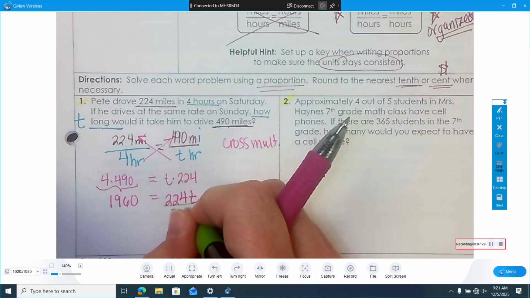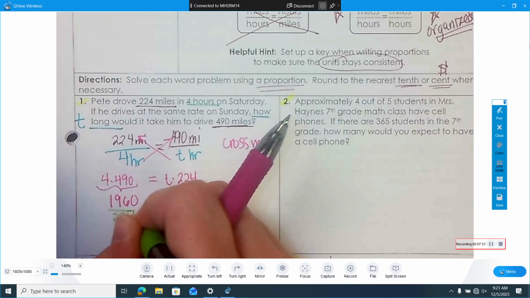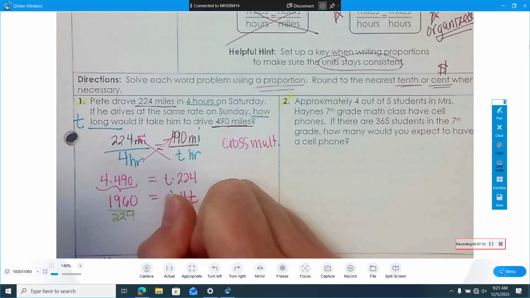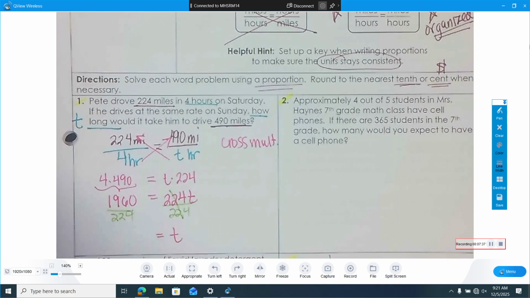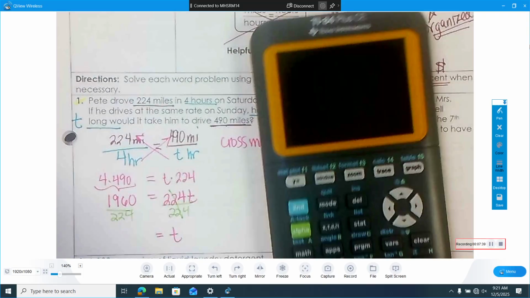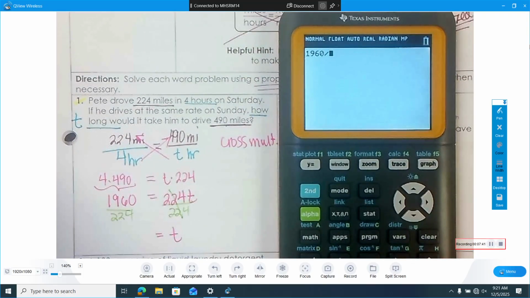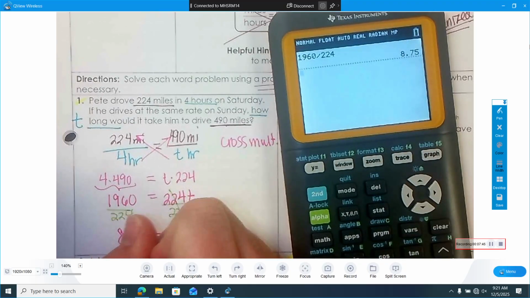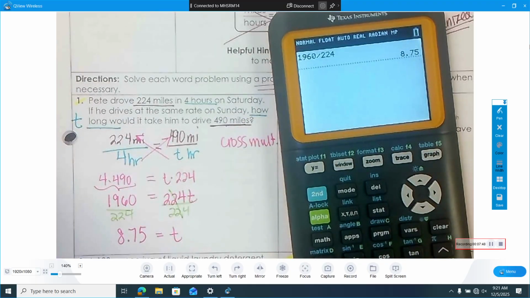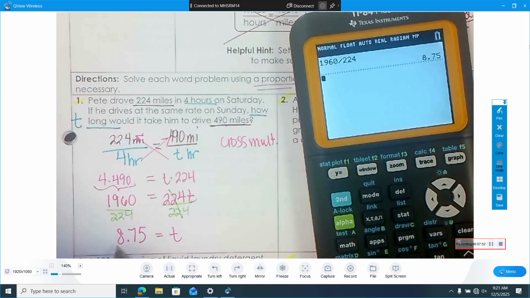How do we get t by itself? Divide by 224 on both sides. And so we get t equals, what is 1960 divided by 224? 8.75. All right. Should I just use 8.75? Yeah, it's a terminating decimal, so that's pretty good.